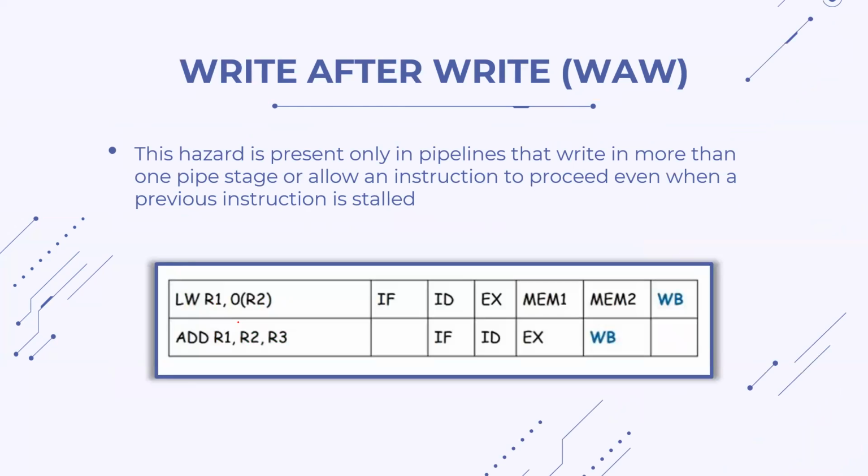And the last one, it is write after write. This is only present when write is happening in more than one pipe stage, or allows an instruction to proceed even when a previous instruction is stalled. If you take the example, add, subtract, and add. Here three statements will be executed. If you just think, the result of the register is needed here in the subtract statement.